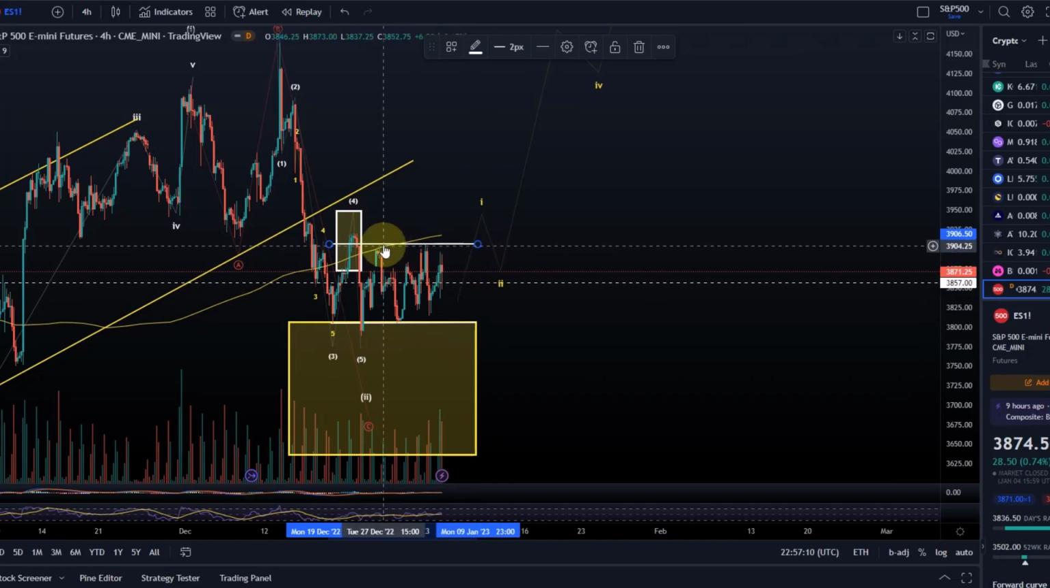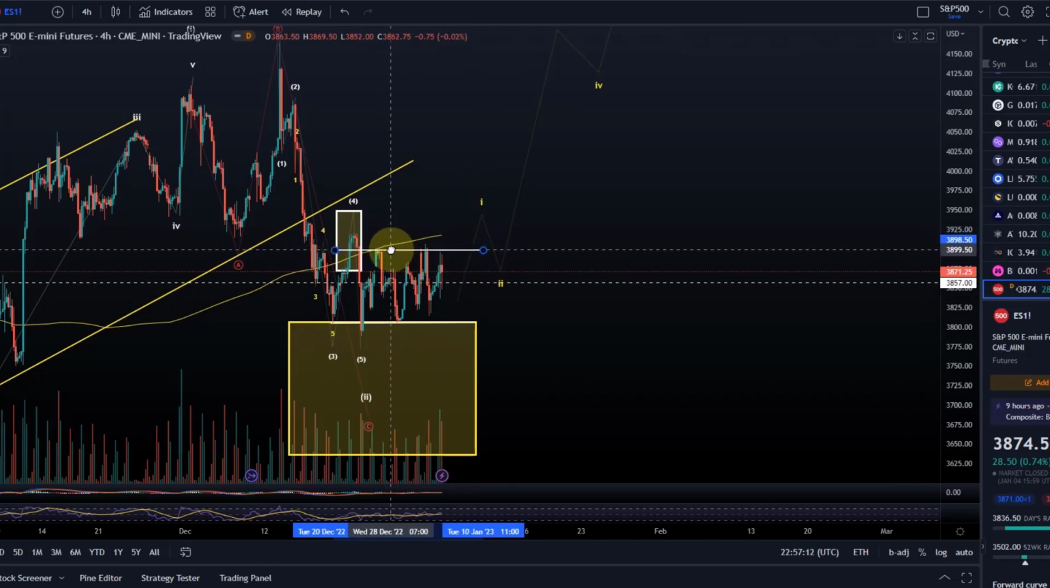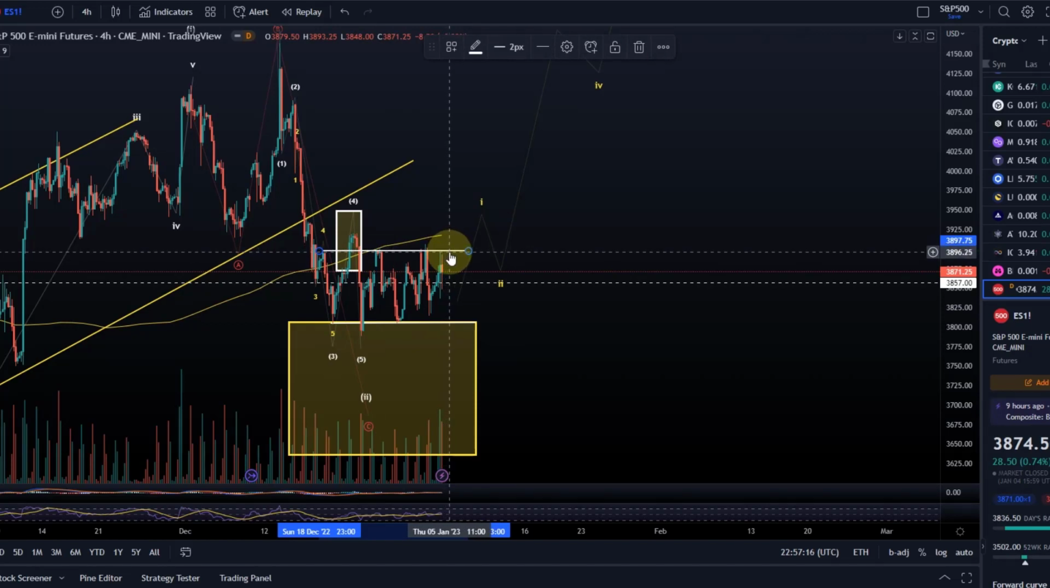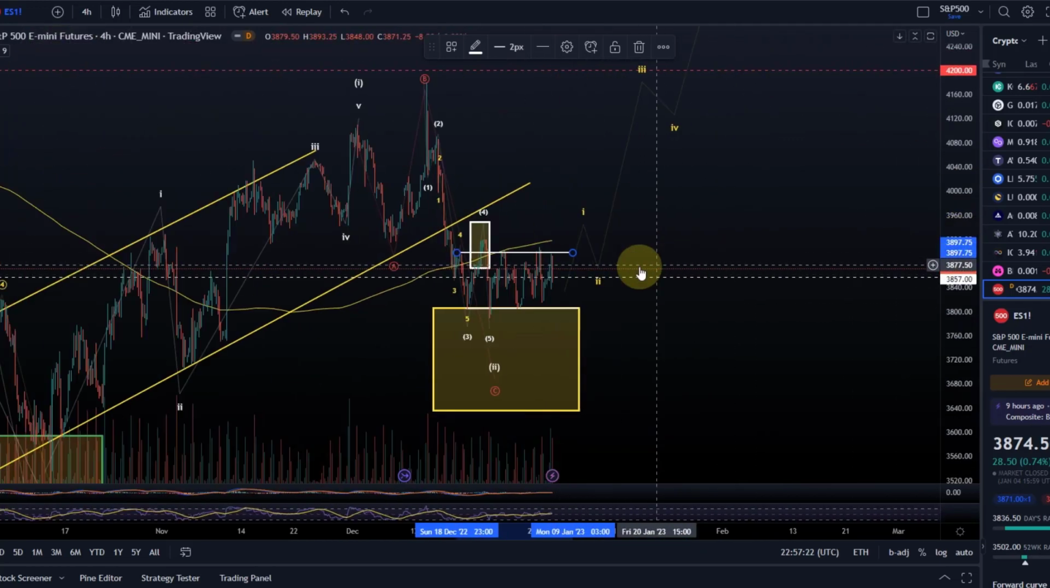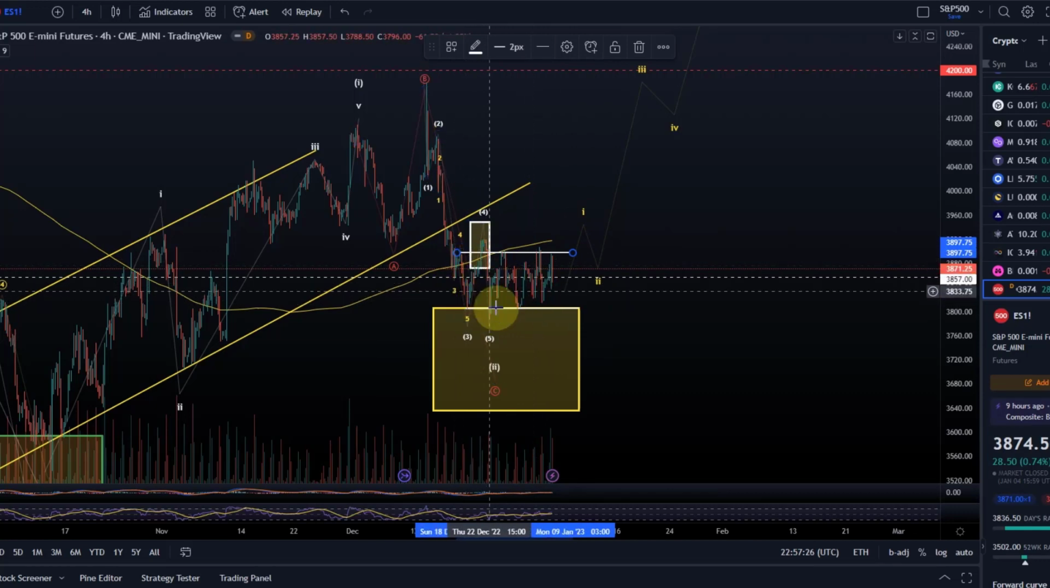In my opinion, if we really break, this is probably the most relevant resistance level here, which is around 3897. A break above that could trigger the beginning of this uptrend. But I really don't know what this is. This can be various things, right? The market hasn't really made up its mind.